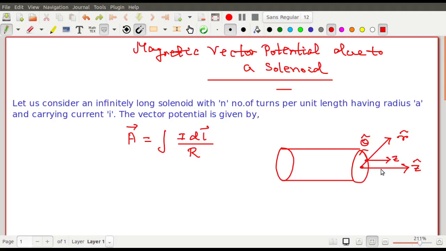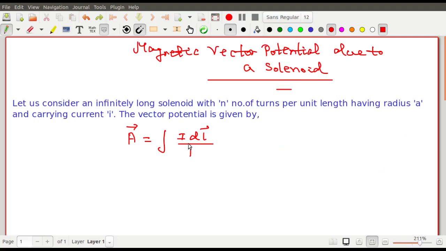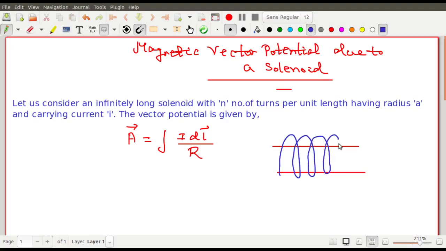Okay, so those are not my intentions over here. So what I understand over here is that the direction of the current is along the L vector, meaning the direction over which the current is flowing. So definitely you know that for a solenoid, these are the turns of the solenoid, and some current is flowing through this, suppose this is the current over here.